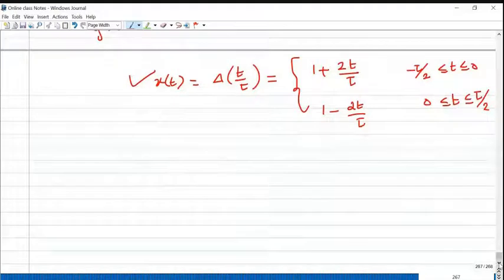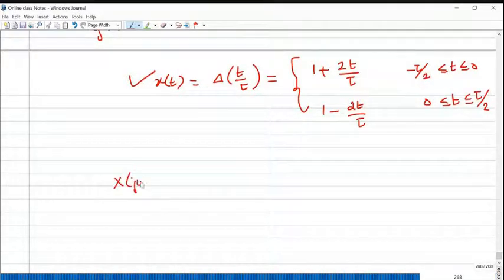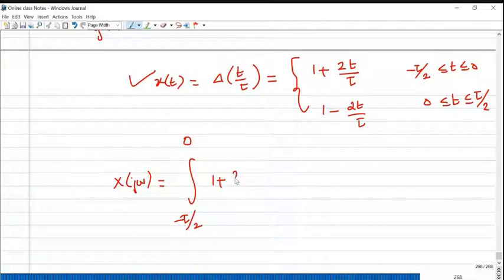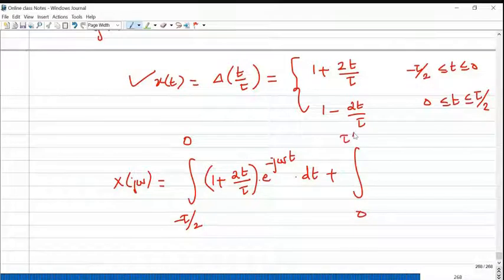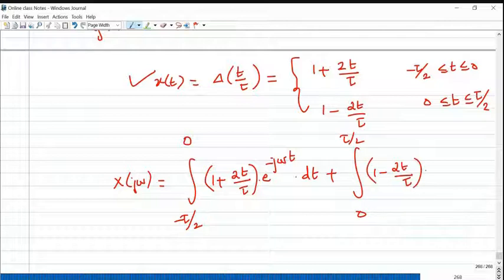So now the Fourier transform is a little bit lengthy, but if we follow the steps, it's easy only. Minus tau by 2 to 0, x of t is 1 plus 2t by tau, into e power minus j omega t as per the formula, dt, plus 0 to tau by 2, 1 minus 2t by tau, e power minus j omega t into dt.